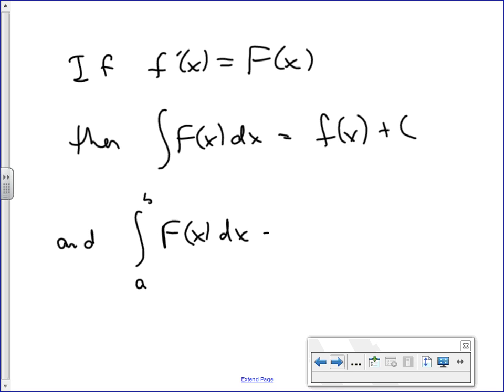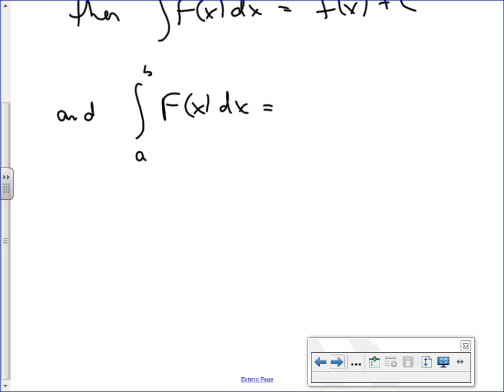Also, if I do the definite integral of big F, then what do I get? Little f evaluated at b minus little f evaluated at a. We wrote this down a long time ago, and then we sort of switched to that notation where we did this. But this was one of the first things we wrote down.